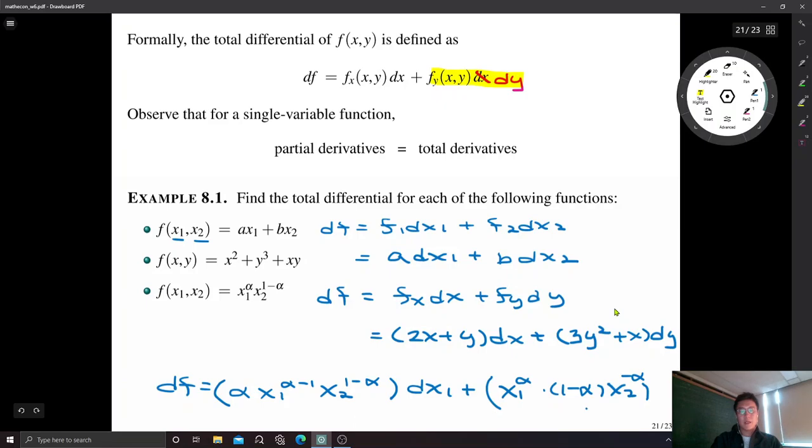So dx2. All right. Once you understand why total differential should be defined as the sum of the partial variations, the way to compute total differential is just a piece of cake.